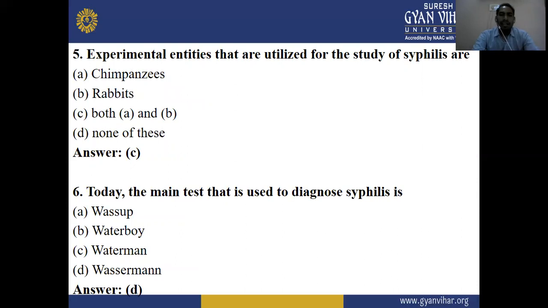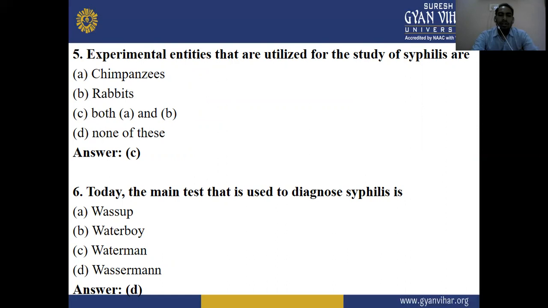Next question. Experimental animals that are utilized for the study of syphilis are: option A, chimpanzees; option B, rabbits; option C, both A and B; option D, none of these. The right answer is C, both A and B. Chimpanzees and rabbits are used as experimental animals in syphilis studies.